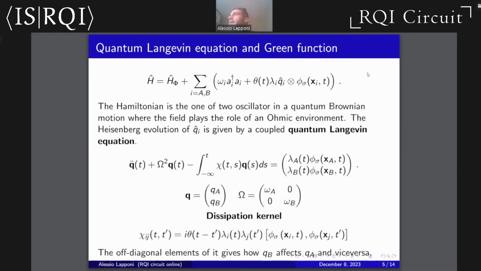Now, the trick to find a non-perturbative solution is basically to recognize the complete Hamiltonian of the system, which is this one, as the same as that of two oscillators in a bath of particles undergoing quantum Brownian motion. In that case, the field plays the role of an ohmic environment. In that case, the Heisenberg evolution of the momentum operator of the detector is given by the quantum Langevin equation. In particular, we have a coupled quantum Langevin equation.